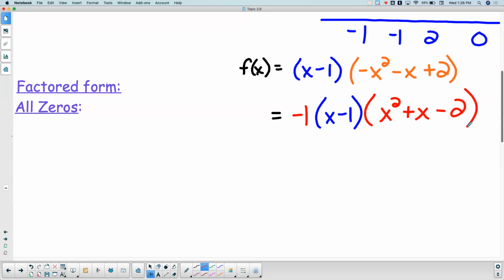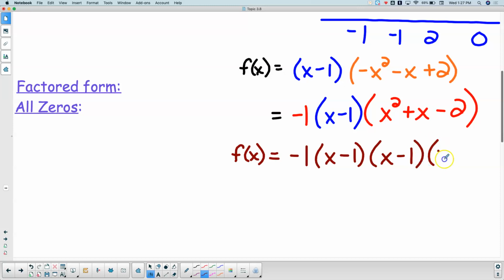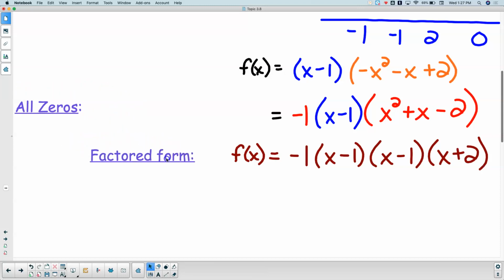Red. Can red be factored then? Kyle, what are you thinking? An x plus 2? Yep. So altogether, this factored form is going to be negative 1 times x minus 1 times x minus 1 times x plus 2. That is a factored form.